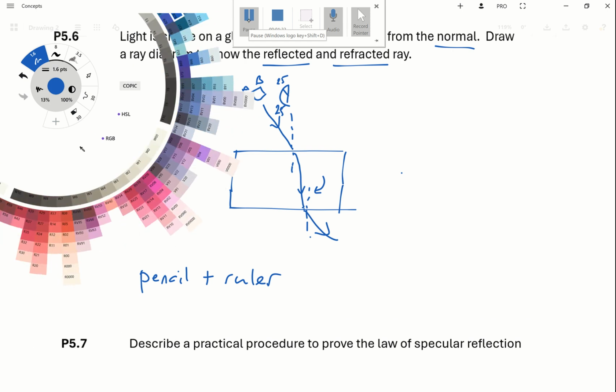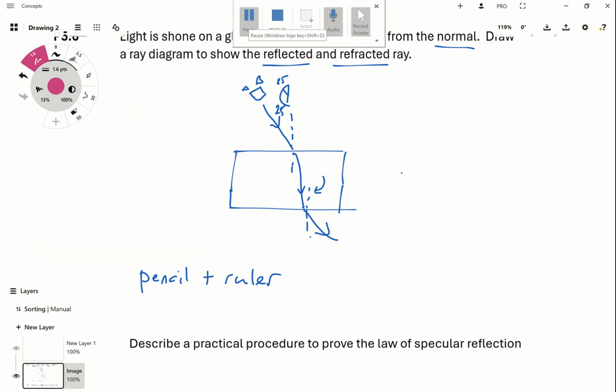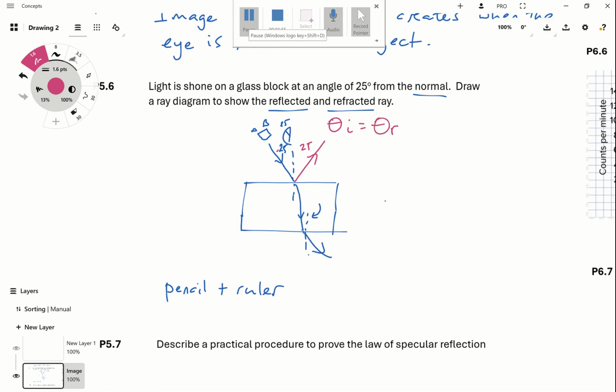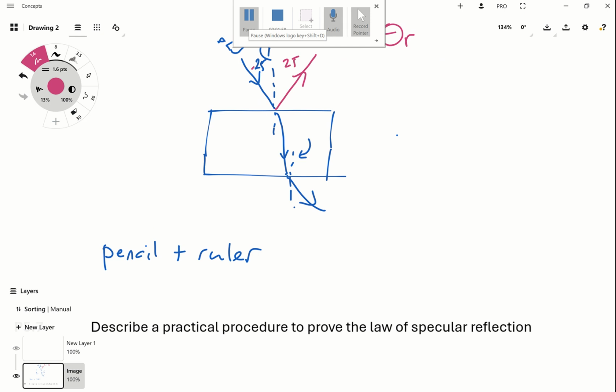Well, we haven't fully answered the question because now we've got to draw the reflected ray. So that's the refracted ray drawn, and the reflected ray is really easy. We know that the angle of incidence equals the angle of reflection. So if that's 25 degrees, I'm going to measure 25 degrees from here, and those two angles will be the same. Now it says here, draw to show, well, clearly I've not labelled it. So this is the refracted ray. This is the reflected ray.